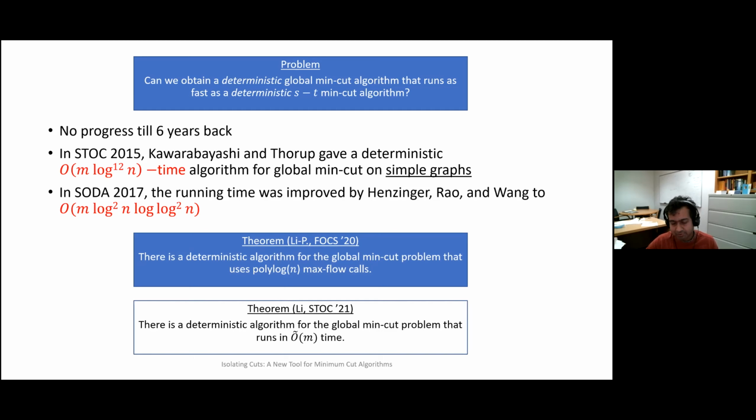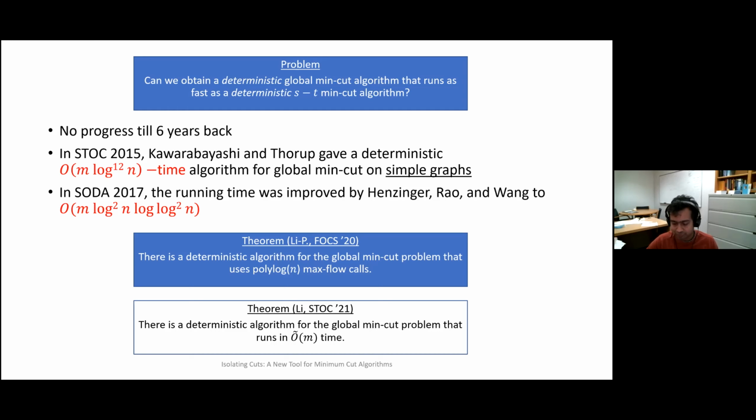So you can feed in any max flow algorithm that you wish. All right, and in fact, Jason Li went on to improve this result in a later paper that came out this year, where he actually gets a deterministic algorithm for the global min-cut problem that runs in near linear time. Okay, so that completely solves the problem and essentially gives a deterministic algorithm that has the same running time as the best randomized algorithms.